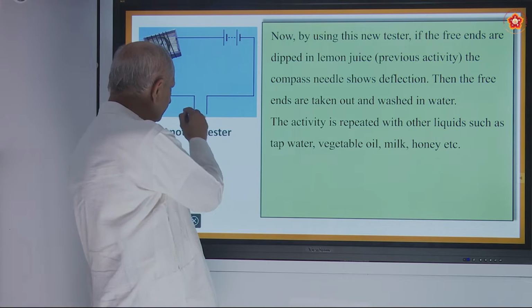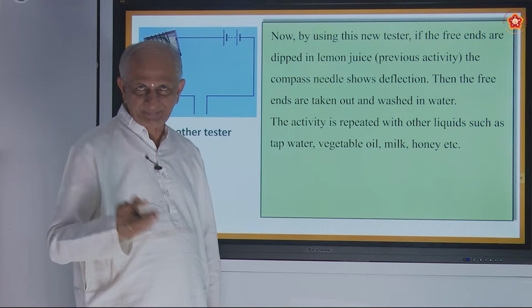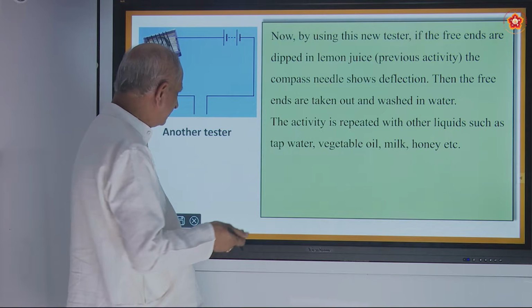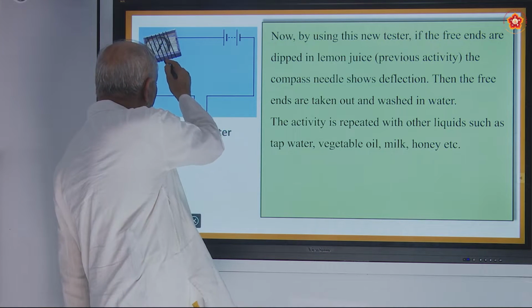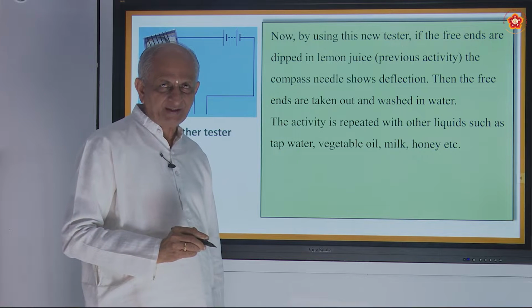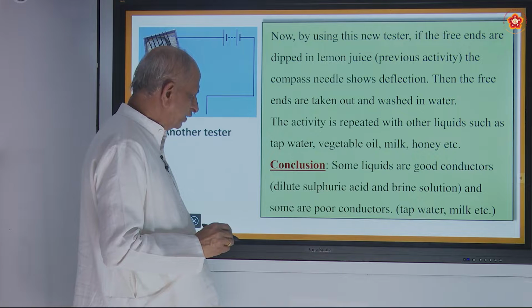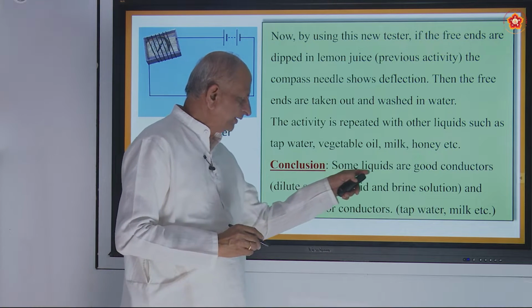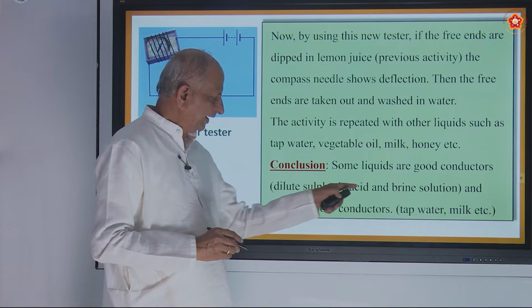So first you try with the lemon juice, then you try with milk, honey, etc. Same experiment is done, where if the magnetic needle shows deflection, it means that current is flowing through the circuit. So what conclusion do you make? Some liquids are good conductors. For example, dilute sulfuric acid and brine solution.